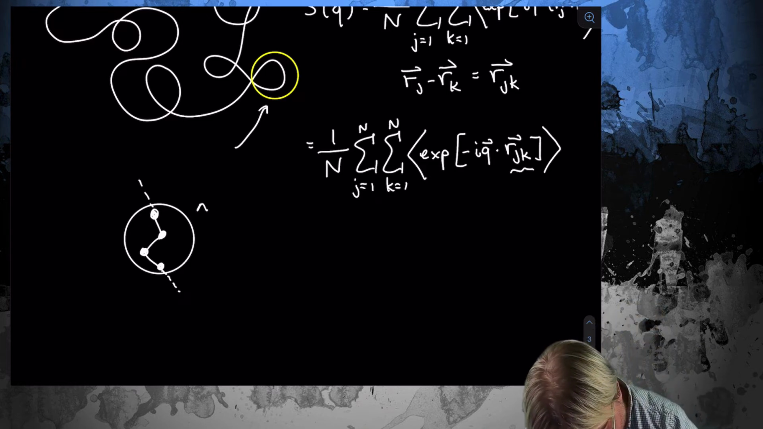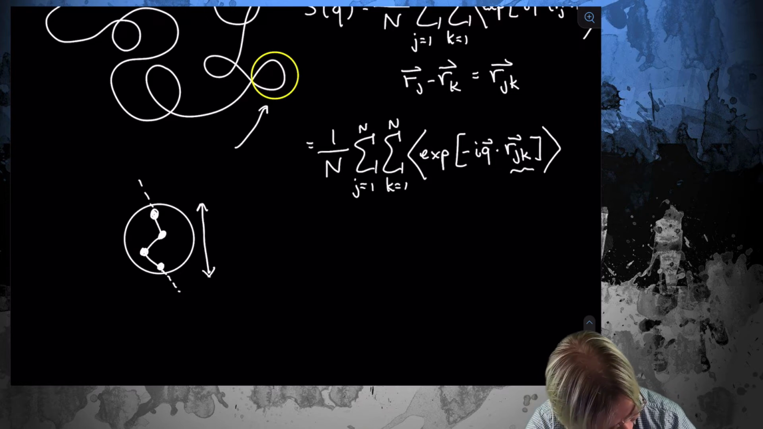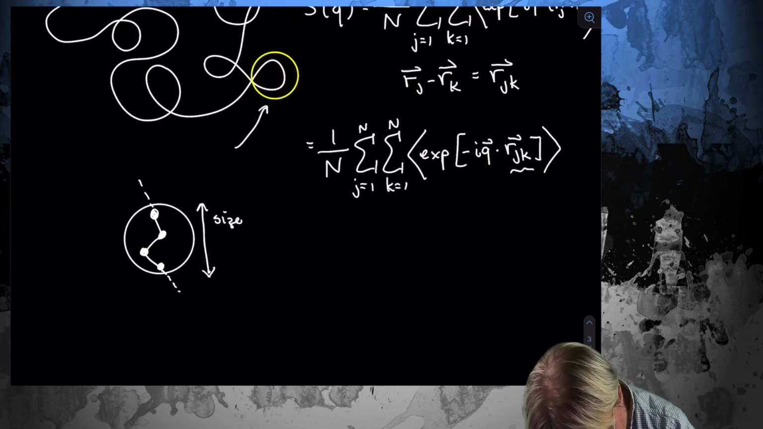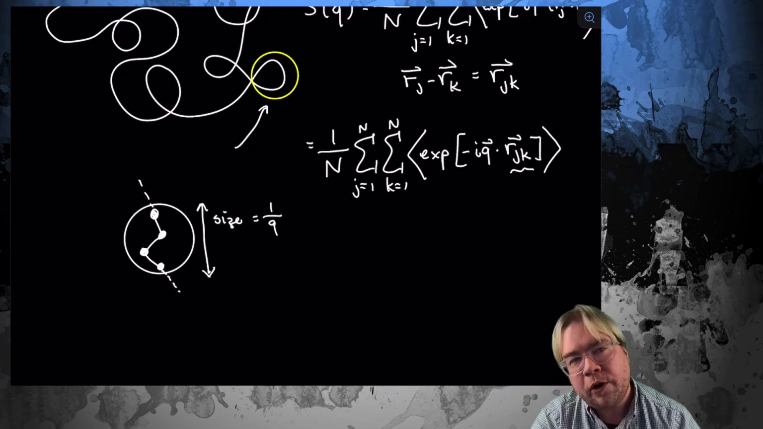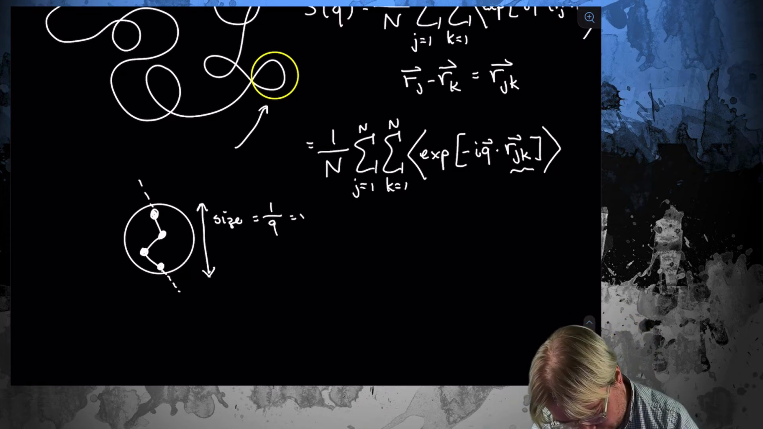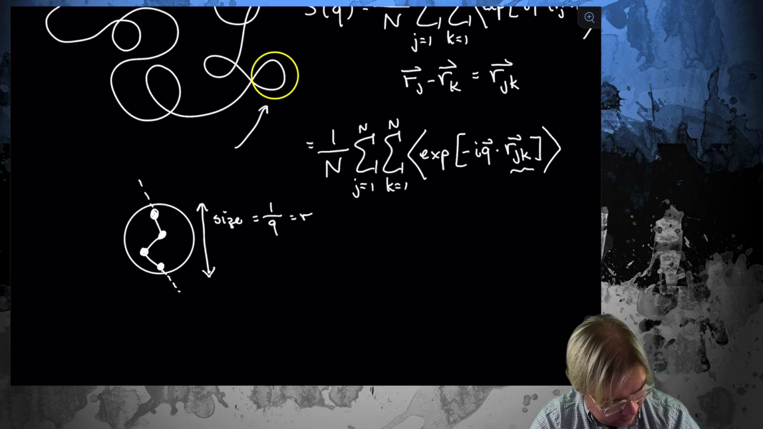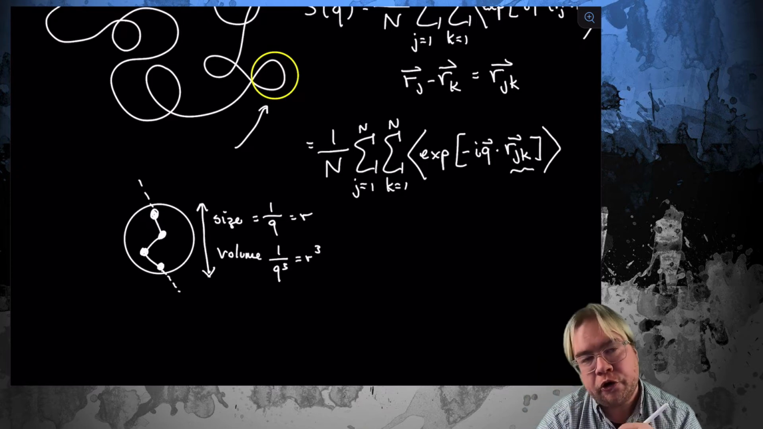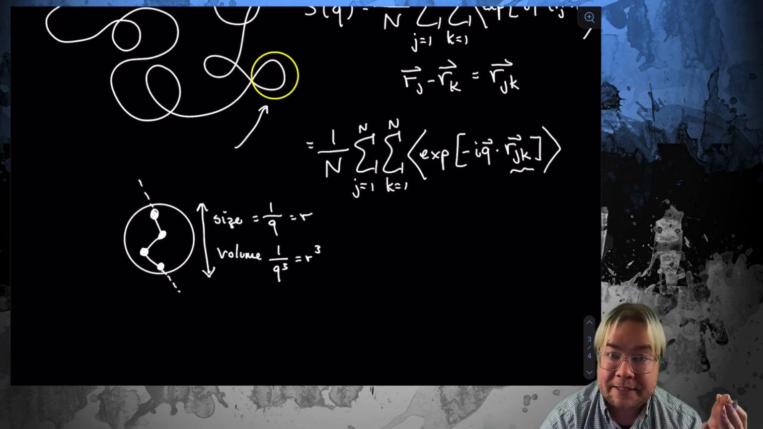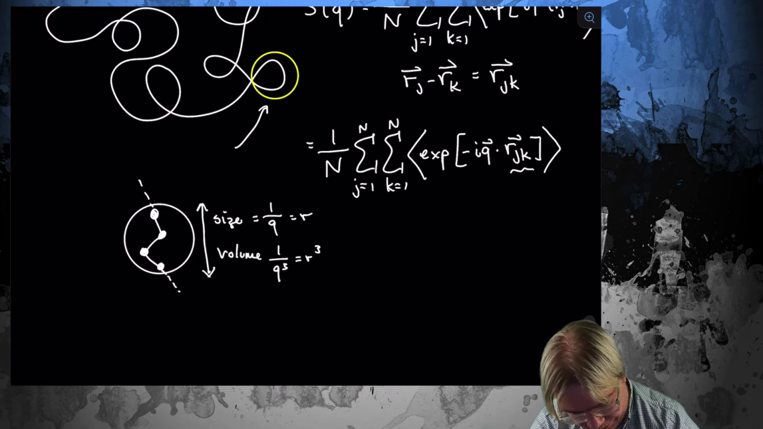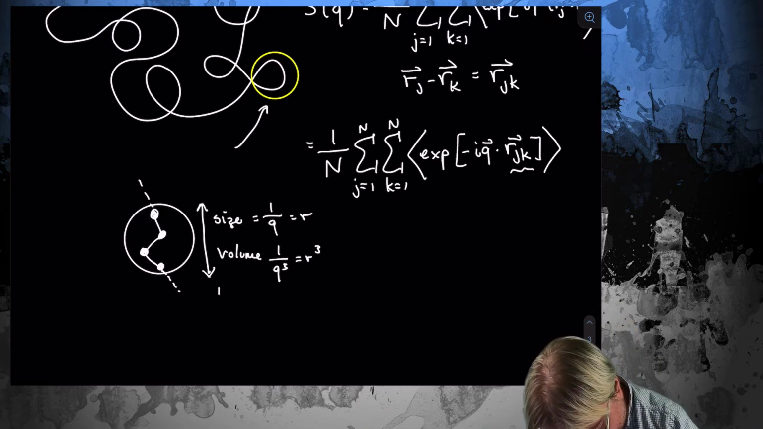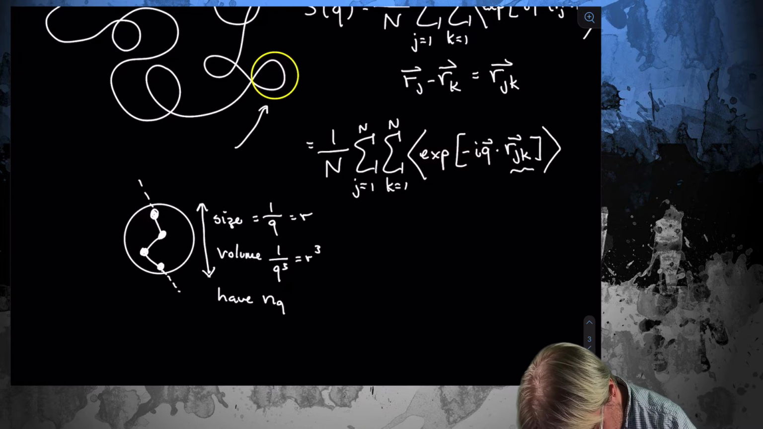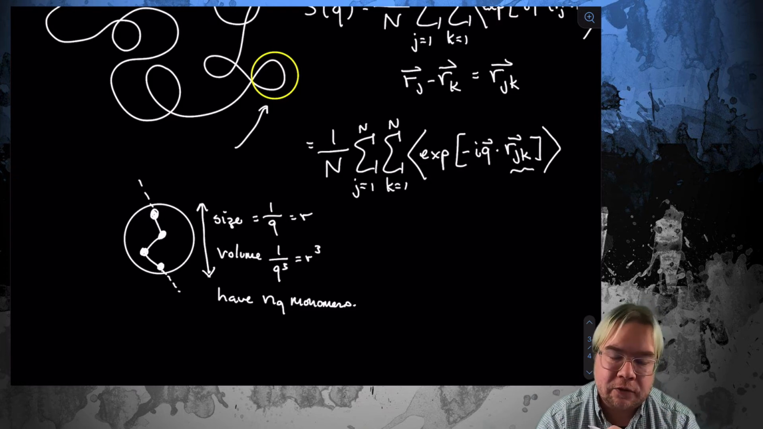So this region here has a size of 1 over q. We could have called it r. This is the same thing as r. Okay, 1 over q. And it has a volume of 1 over q cubed, or r cubed. And the last thing is that in this region, there's going to be a certain number of monomers. So in a region with size 1 over q, I have n sub q monomers. That's all the information I have about this region.